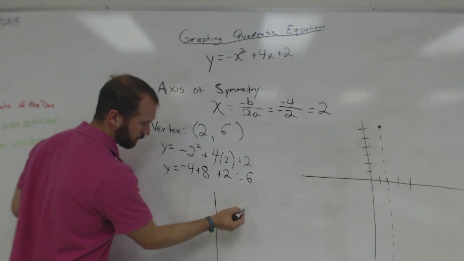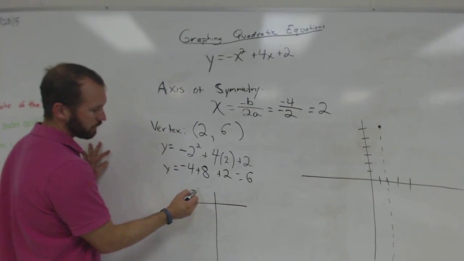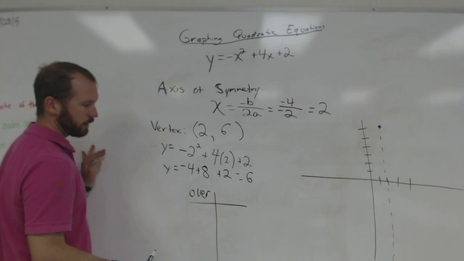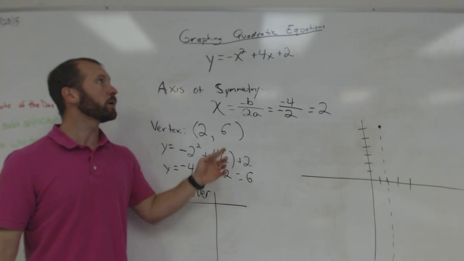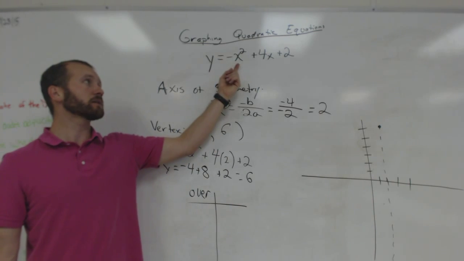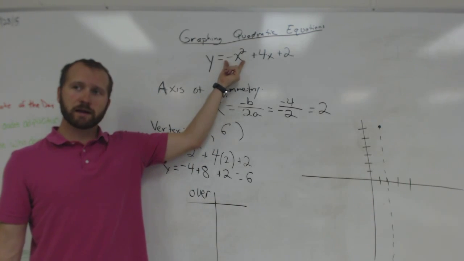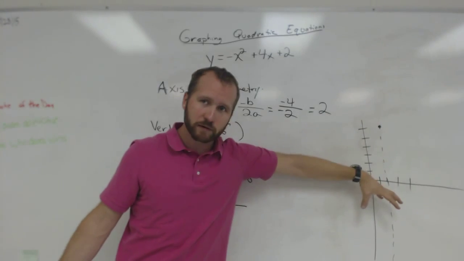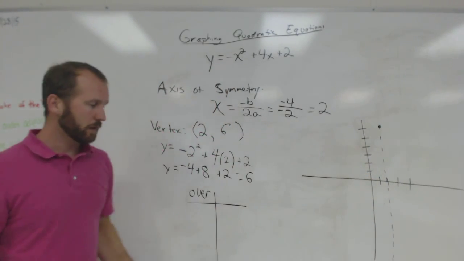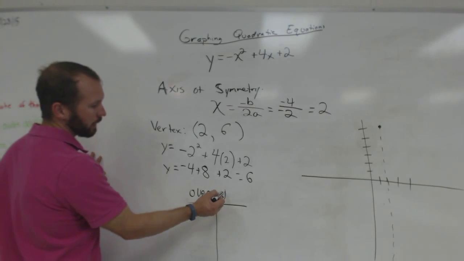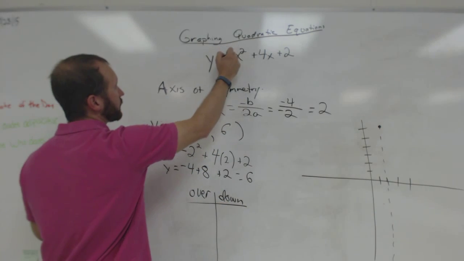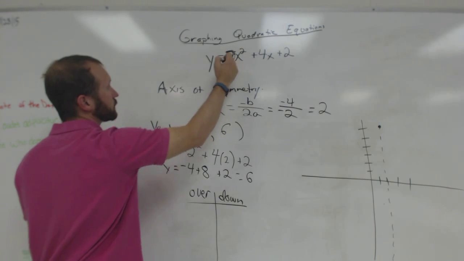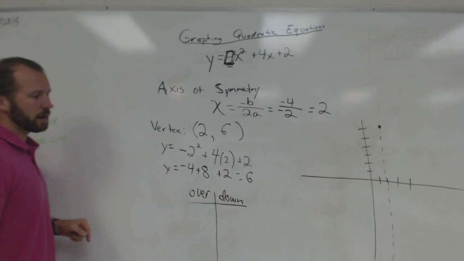Now, you can either write this out or do it in your head. Except now I'm not going to go up. Why not? Because I have negative x squared. Whenever my a is negative, that tells me my parabola is opening down. So I'm going to go over and down, because of this negative right here.